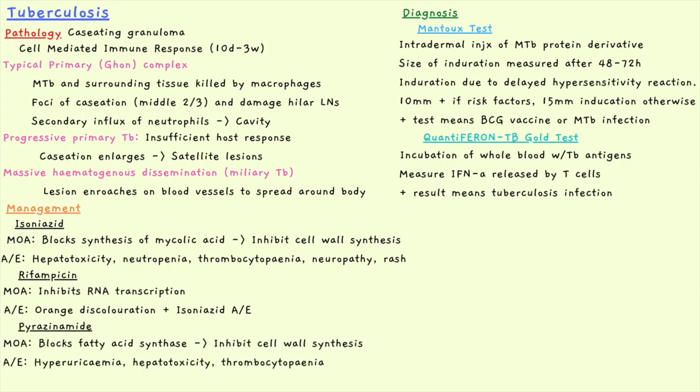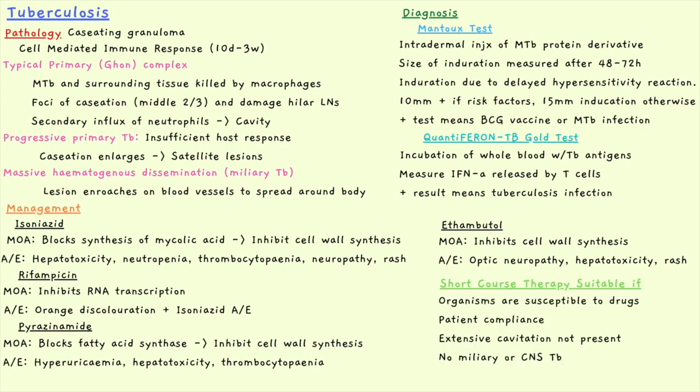Pyrazinamide blocks fatty acid synthase to also inhibit cell wall synthesis of the Mycobacterium. Adverse effects include hyperuricemia, so if you have gout or are at risk of gout, you've got to be careful, as well as hepatotoxicity and thrombocytopenia. Ethambutol is the final drug, and its mechanism of action is also to inhibit the cell wall synthesis. So these 4 drugs, apart from rifampicin, inhibit the cell wall, if you don't want to memorize the nitty-gritty of the mechanism of action. Adverse effects include optic neuropathy, hepatotoxicity, and rash.